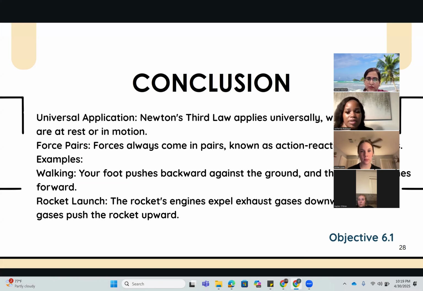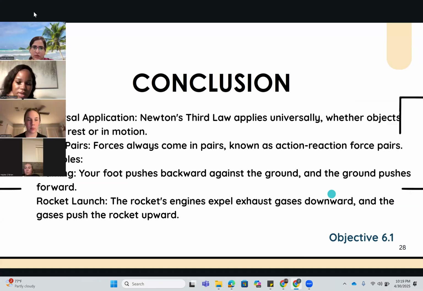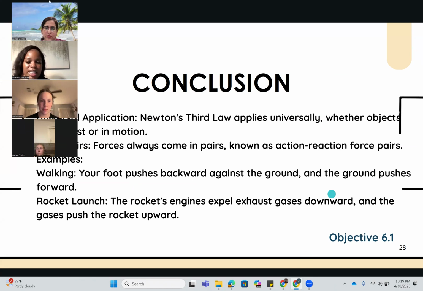So in conclusion, the universal application: Newton's third law applies universally, whether objects are at rest or in motion. Force pairs: forces always come in pairs, known as action-reaction force pairs. An example would be walking, your foot pushes backward against the ground and the ground pushes forward. Another example would be a rocket launch. The rocket engine expels exhaust gases downward and the gases push the rocket upward.